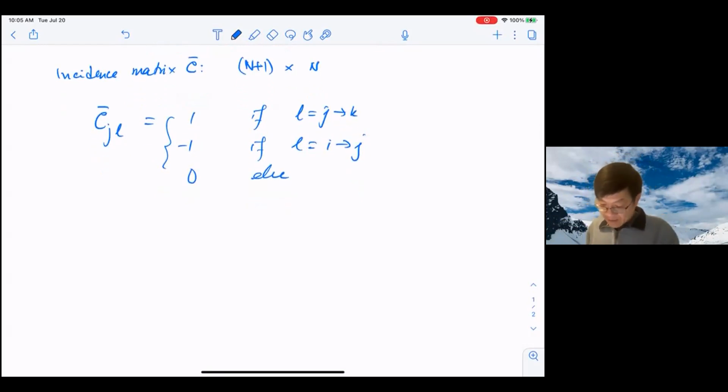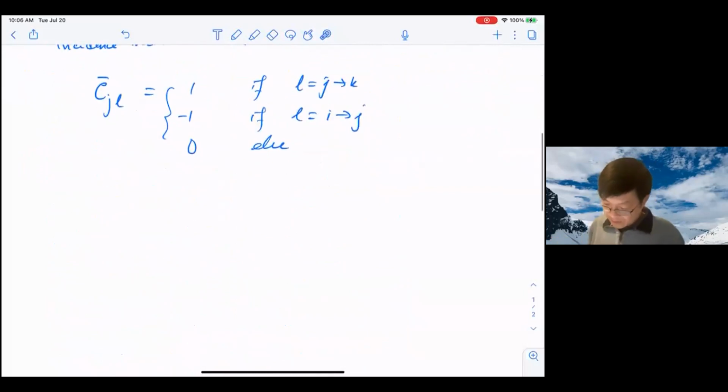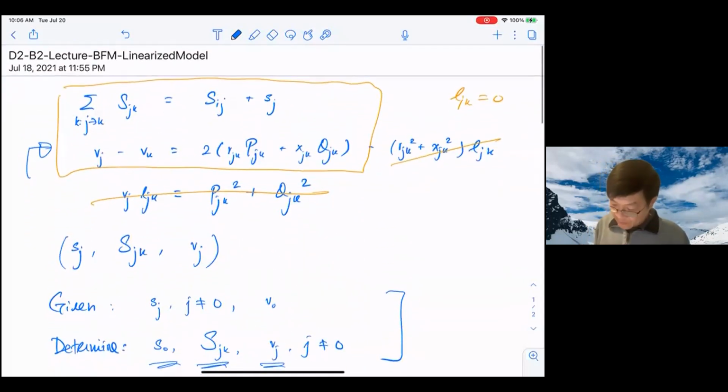Okay, so that's it. Then in terms of the incidence matrix, the power balance is simply the injections, S_j for j from 0 to N. This is the vector with a bar, which means it includes the substation bus, and it equals C bar of S, where S is the branch power flow.